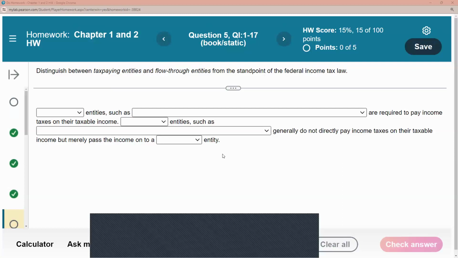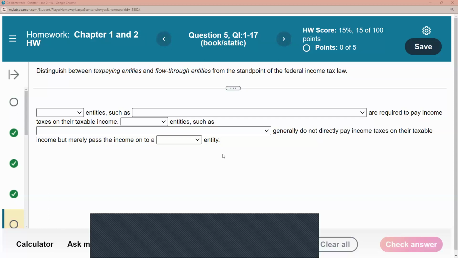So tax-paying entities are generally required to pay income taxes on their taxable income. And then we have flow-through entities, which are also referred to as pass-through entities. These, on the other hand, do not directly pay taxes, but essentially pass through, or flow, the income through to a tax-paying entity. The major tax-paying entities include individuals and C corporations, which are also referred to as regular corporations that are governed by subchapter C, as in cat, of the Internal Revenue Code.